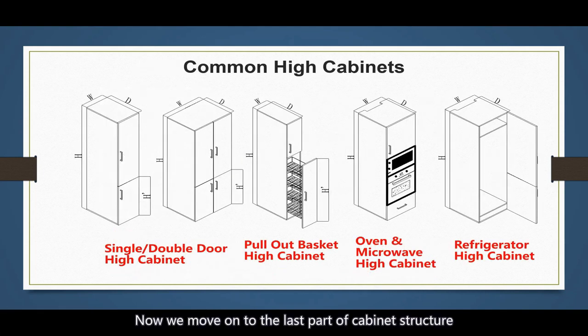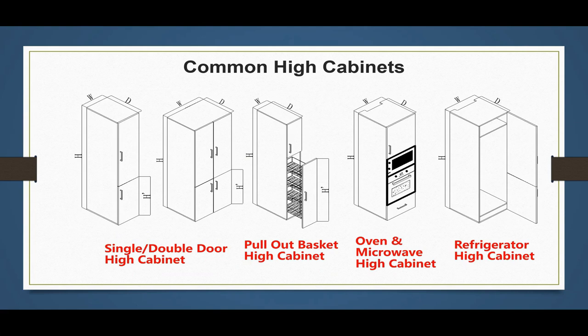Okay, now we move on to the last part of the cabinet structures, the common height cabinets. Here we have the common high cabinets, including the standard door cabinets, single or double door high cabinets. We have pull-out basket high cabinets. We have appliance high cabinets, either for one appliance or multiple appliances. And we have refrigerator high cabinets right here. Okay, let's take a look at the structures.